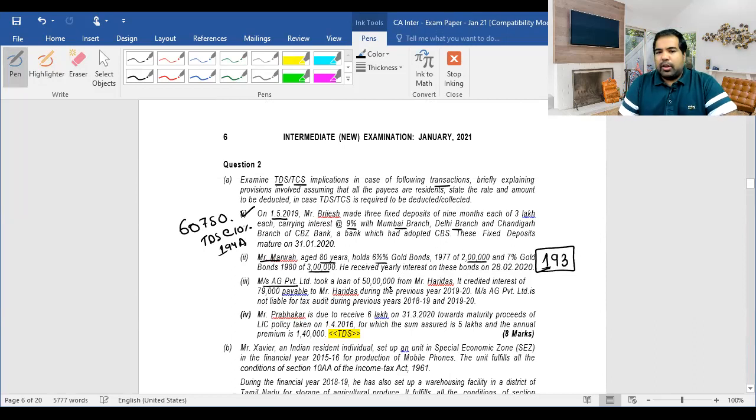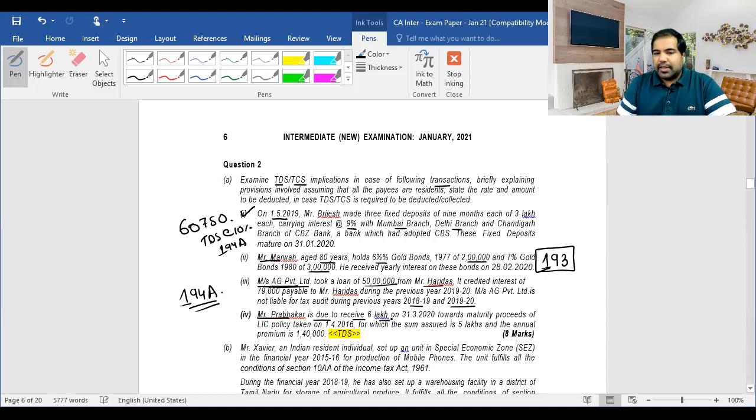There's a company which took a loan of 50 lakh from Haridas. It credited interest of 79,000 payable to Mr. Haridas during the previous year 1920. Messrs. AG Private Limited is not liable for tax audit during the year 1819 and 1920. If you are a company paying interest, will you be subject to TDS under 194A is the question. 194A does not apply when you are paying to a bank or when you are a small individual, small HUF. But this is a company and hence not a small individual, small HUF, and hence there will be TDS at the rate of 10%.